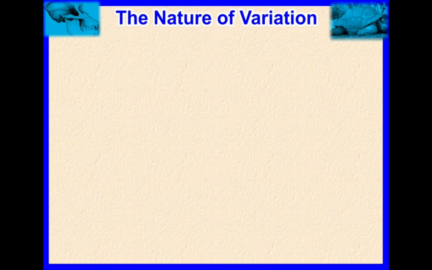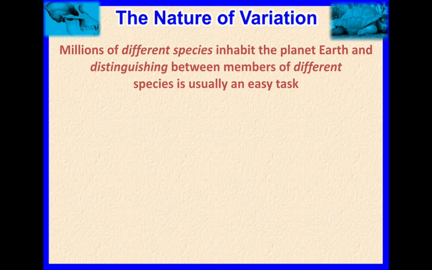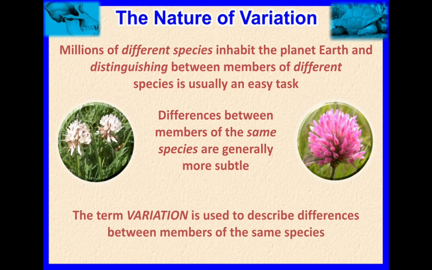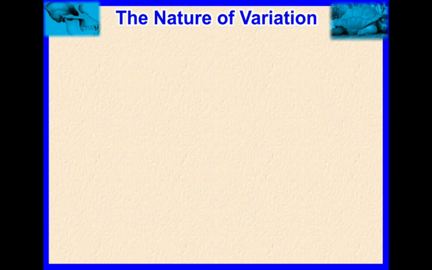The nature of variation. Millions of different species inhabit the earth, and it's pretty easy to tell the difference between different types of living animals and plants. Differences within a species, however, are a lot more subtle, and these differences are known as variation. As we've already said, there are two types of variation.